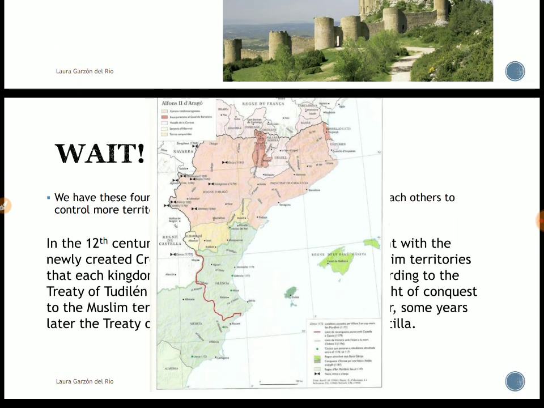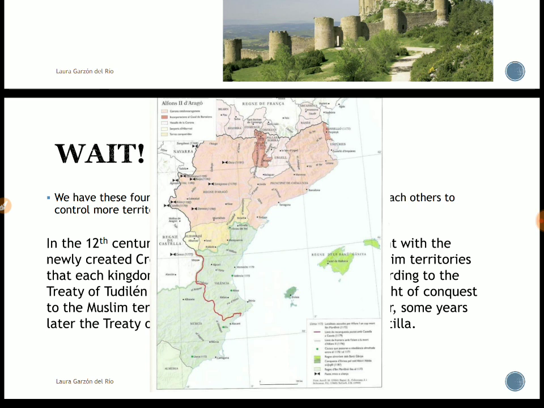You cannot see in this slide, but if you go to the PowerPoint, we have these 4 strong kingdoms, and they didn't fight among each other to control more territories? What do you think? We have this situation, and they all are spreading south, and they are not going to fight among each other? That is not true.